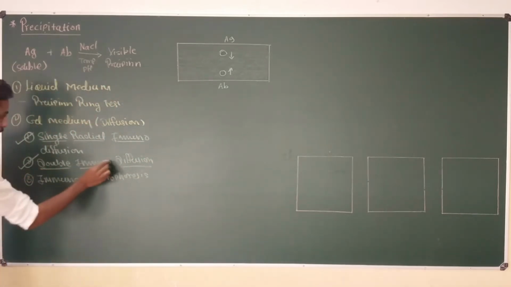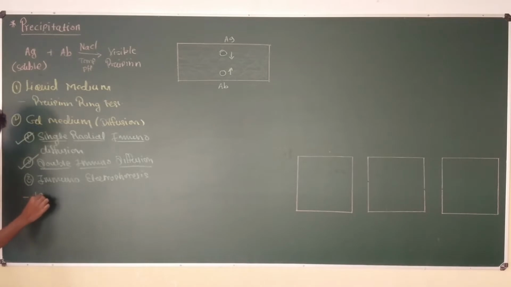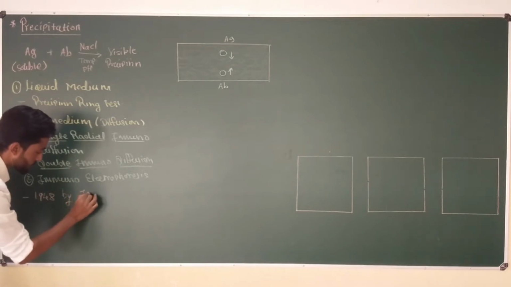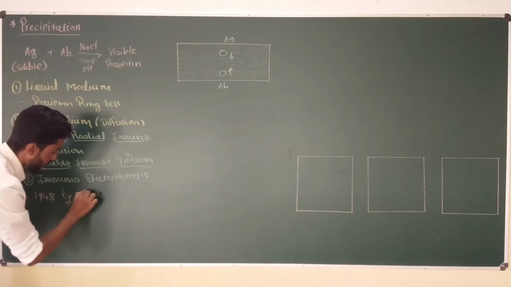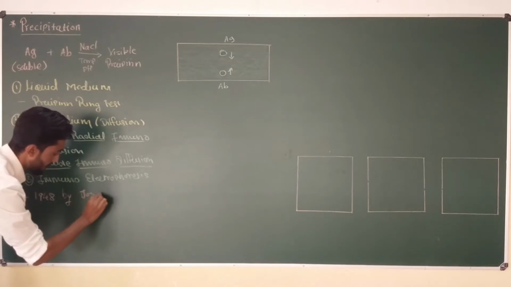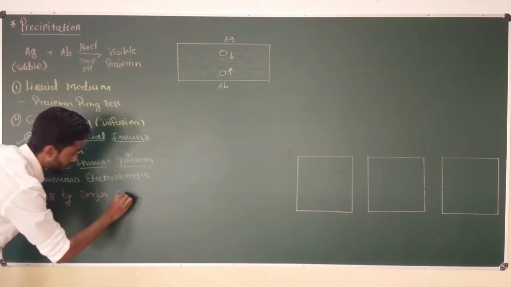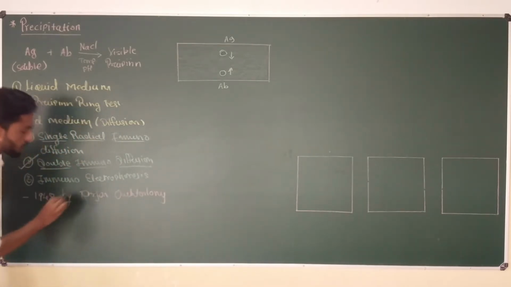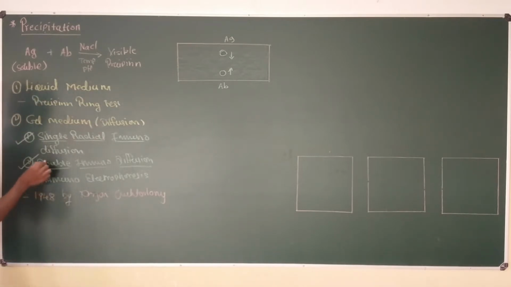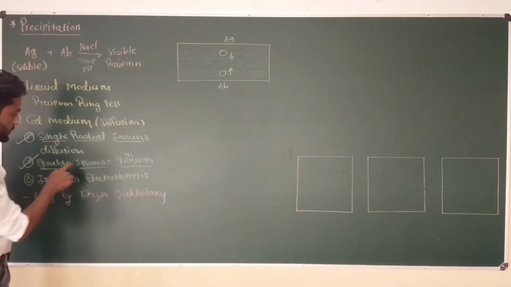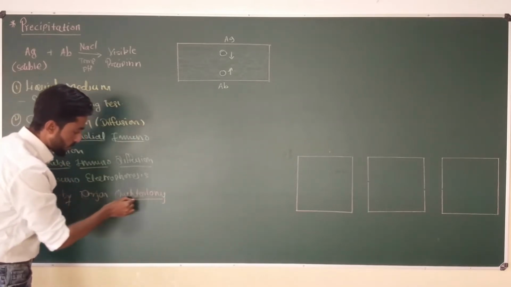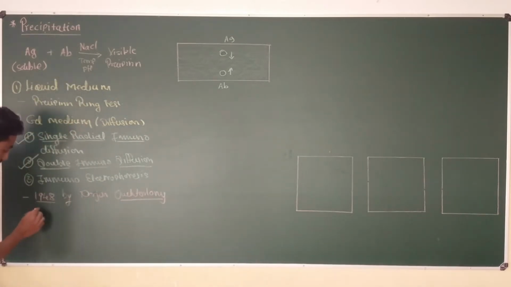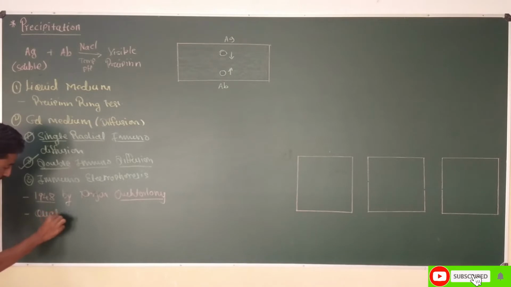The technique of double immunodiffusion was first discovered in 1948 by Ouchterlony. Ouchterlony first reported the technique of double immunodiffusion in 1948, so this technique is also called the Ouchterlony technique.